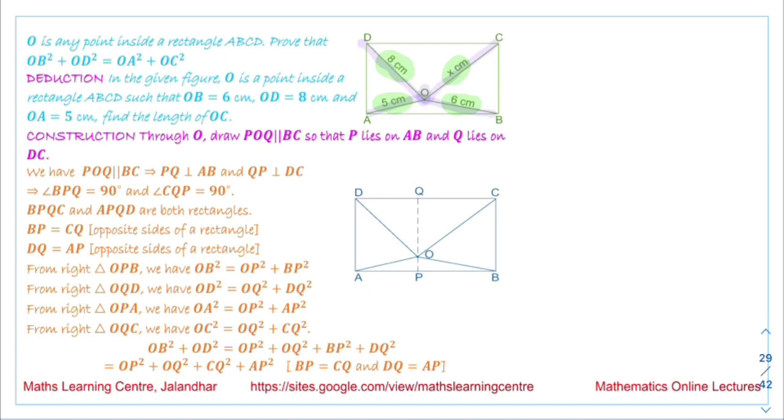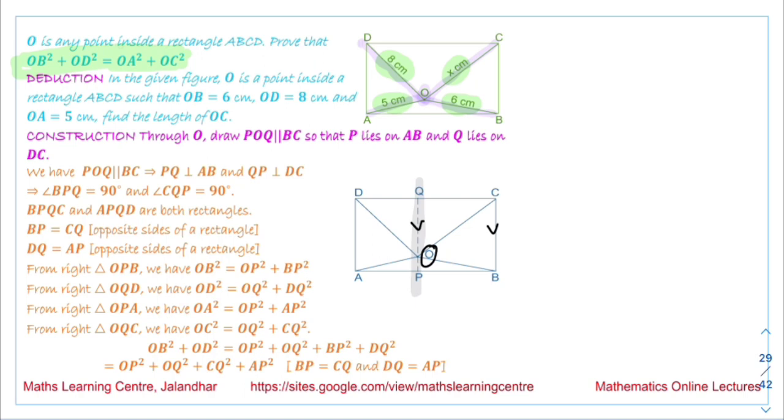So to prove this result, first of all we have to prove that OB square plus OD square is equal to OA square plus OC square. To prove this result, we have drawn a line. This line we are talking about PQ, it is parallel to BC. Both these lines are parallel to each other, and it passes through the point O, and this line PQ is parallel to BC.